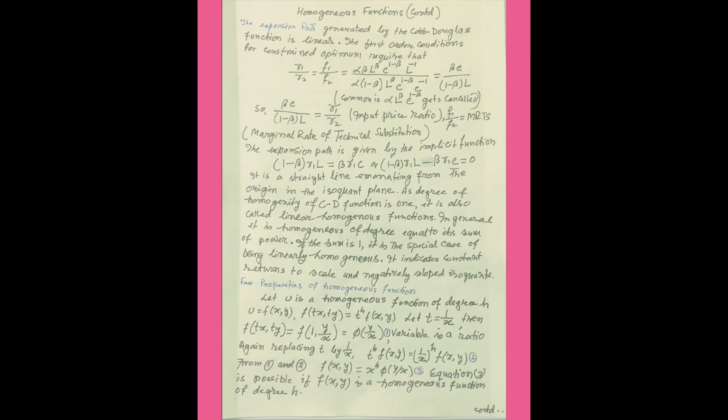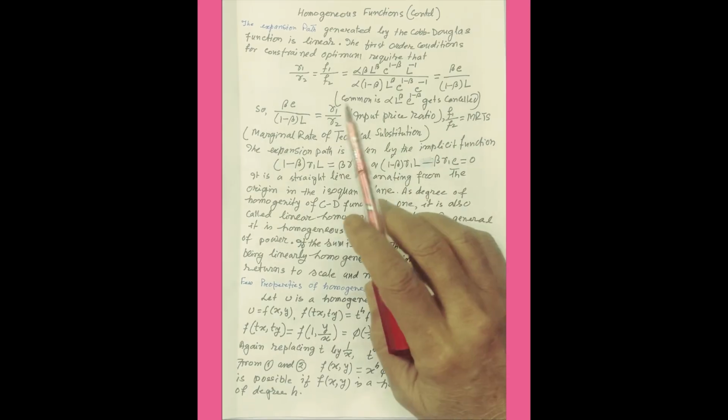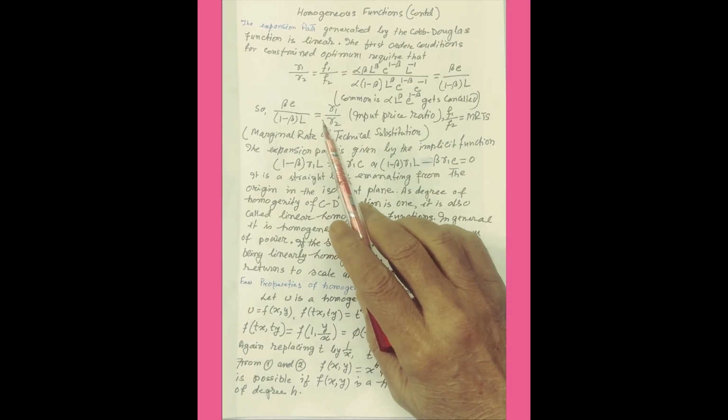Hello everyone. Let us continue with homogeneous functions. Now the expansion path generated by the Cobb-Douglas function is linear.